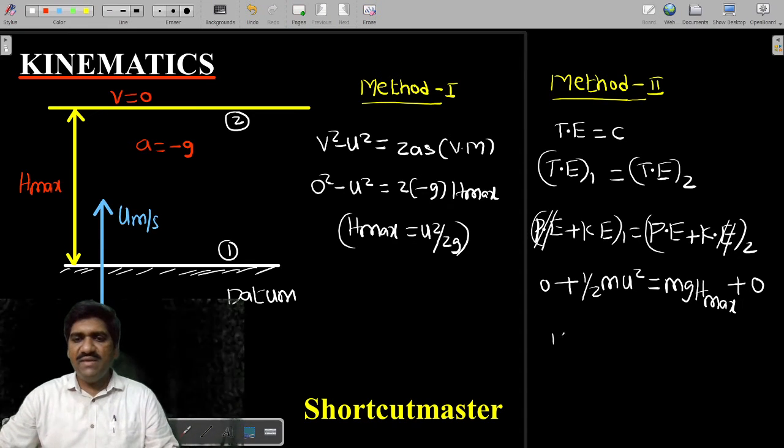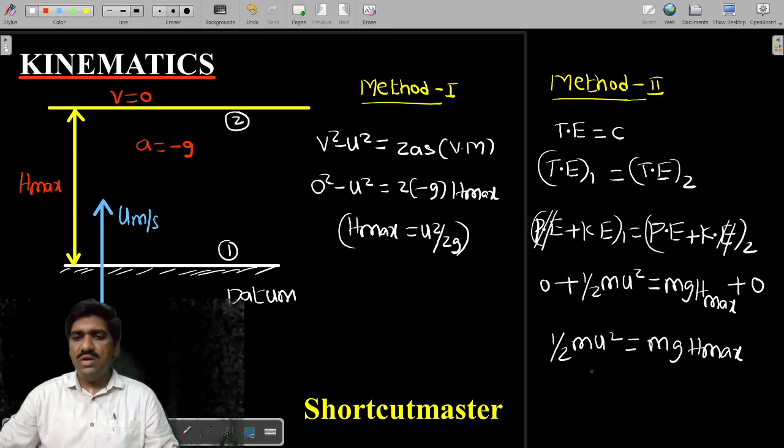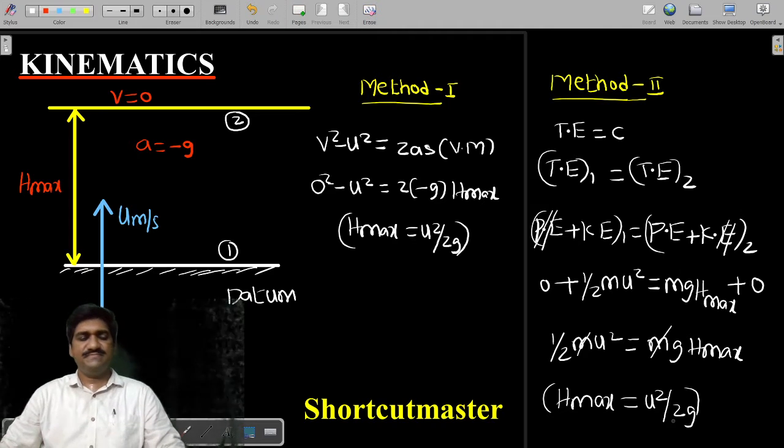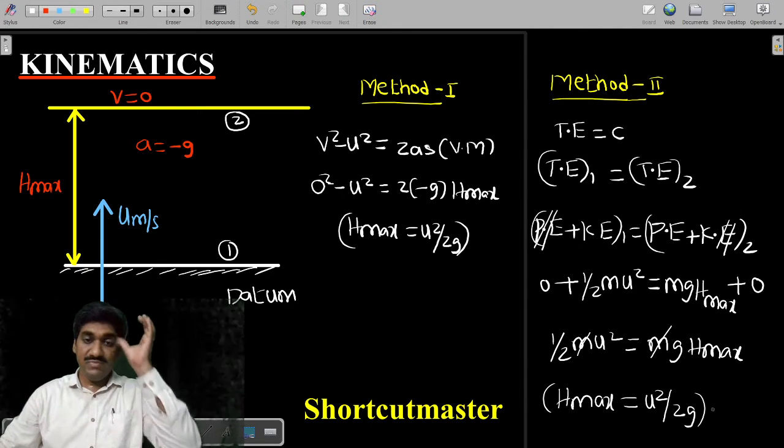So here I am taking half into m into u square equal to m g into h maximum. By cancelling this mass m, you will finally get h maximum value as u square divided by 2 into g, all of you. There is a picture. Am I right, all of you?